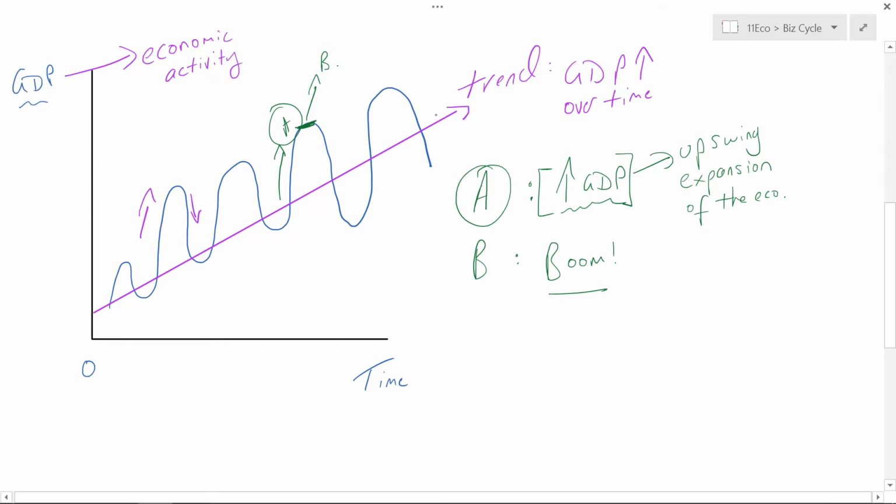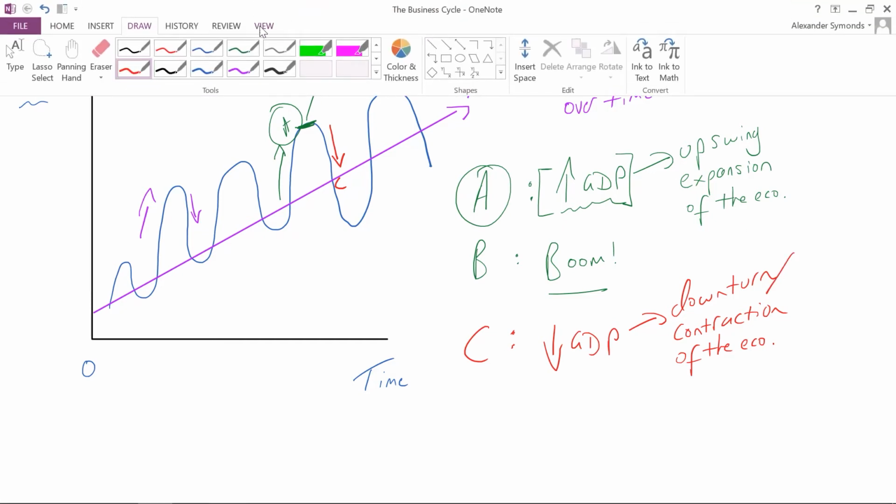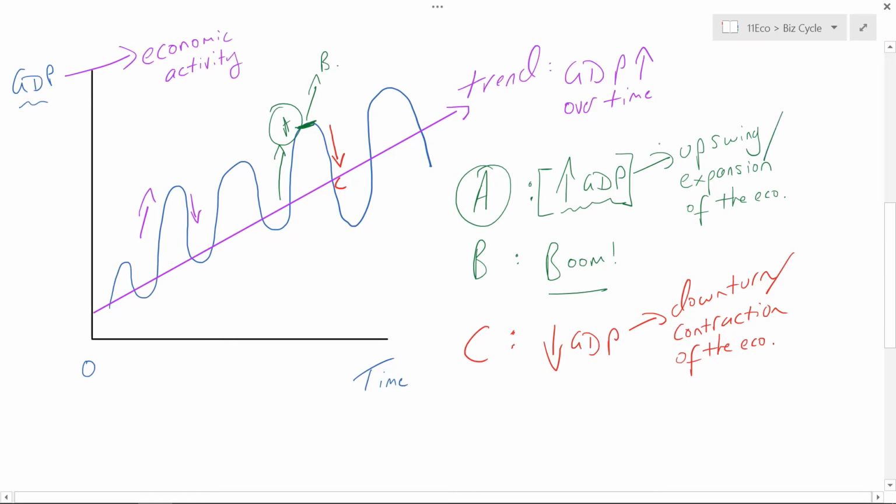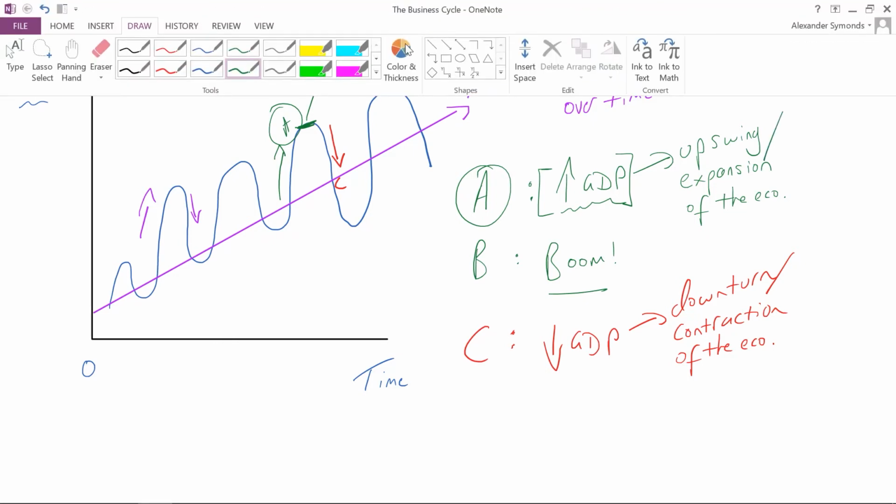If we then look at the negative side, and let's put it in red, obviously, if we think about coming down this side, once we move down from the boom, we can call this point C here. At point C, we're seeing that decline in GDP. And so we can say that this GDP fall represents a downturn or a contraction of the economy. So these are two separate terms. I'll just go back to that green thing, that it's an upswing or an expansion of the economy. They're two terms that mean the same thing.